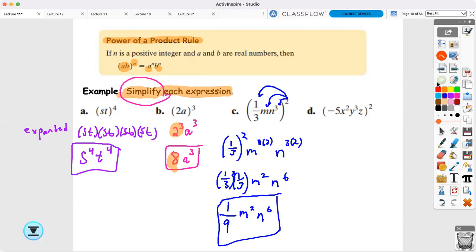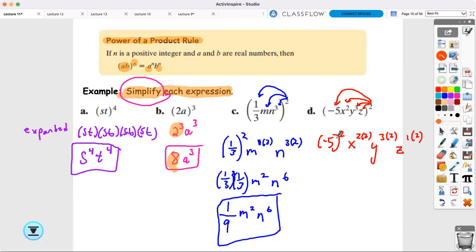Now let's look at D. We're gonna go ahead and distribute the square to the 5, to the x squared, the y cubed, and the z. So then we get (-5) squared. Then we get x squared to the second power, so we multiply that. Then we get y cubed to the second power, multiply that. And then z to the 1 times 2. So let's go ahead and simplify that.